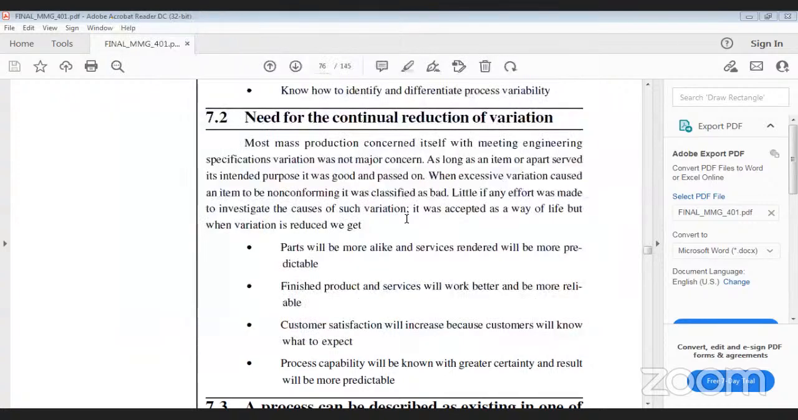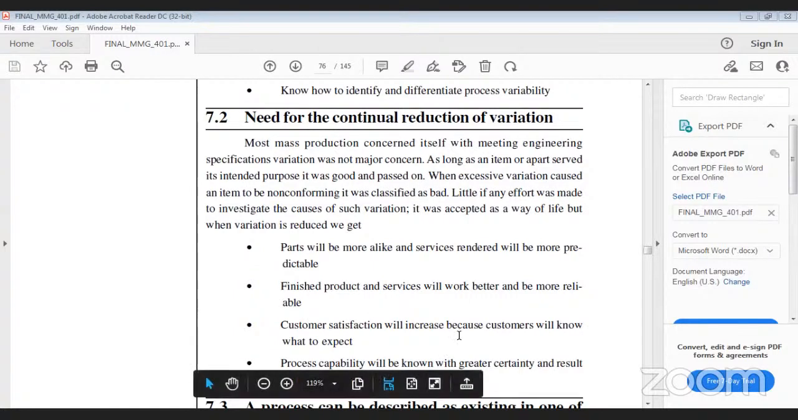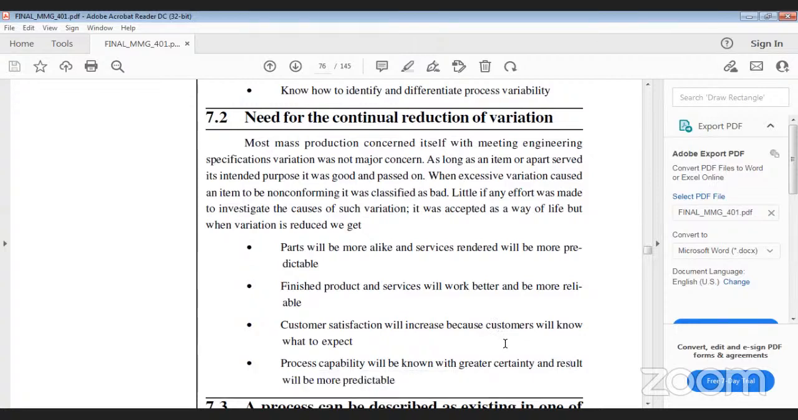Mass production control should be skilled and meet engineering specifications. We get reduced variation values here, and we must accompany these with some points that must be given and taken into account.